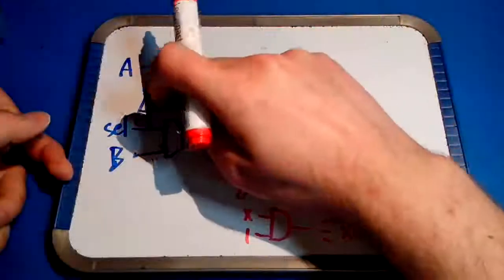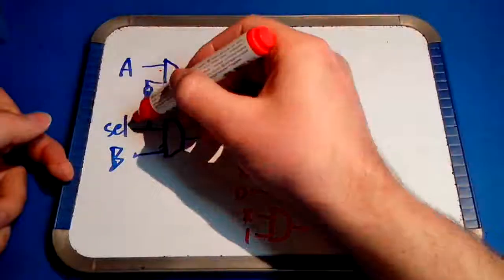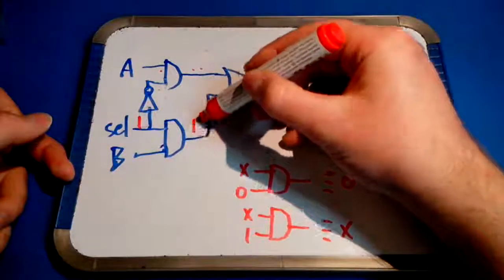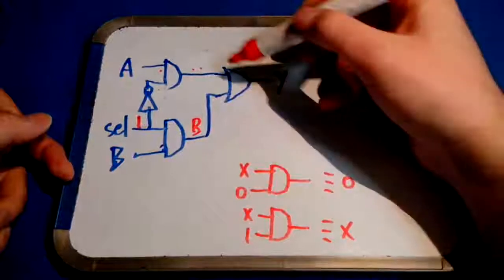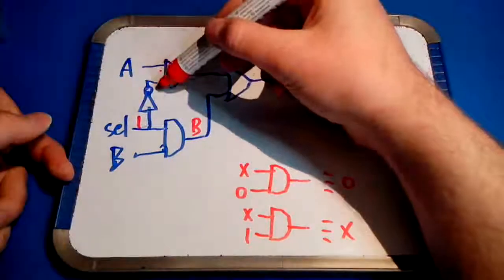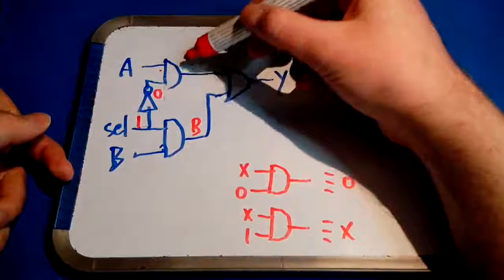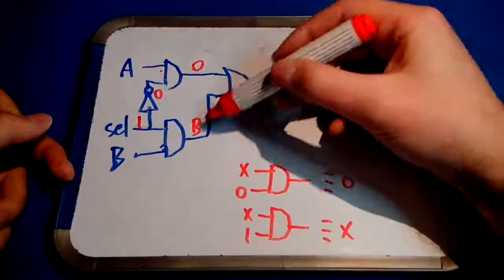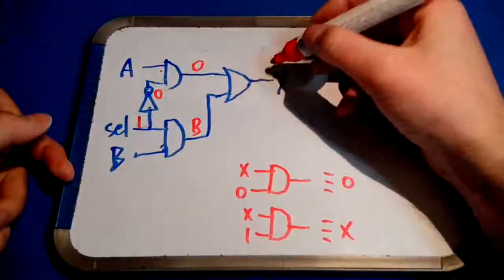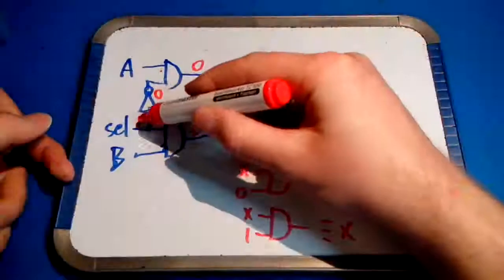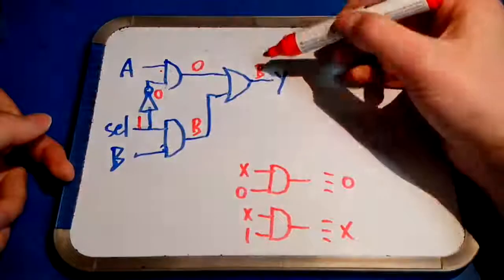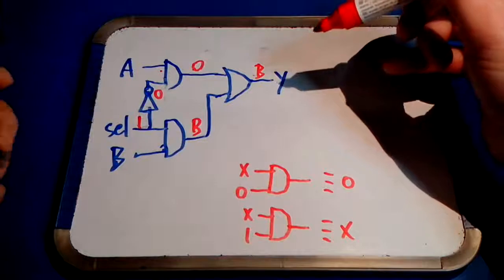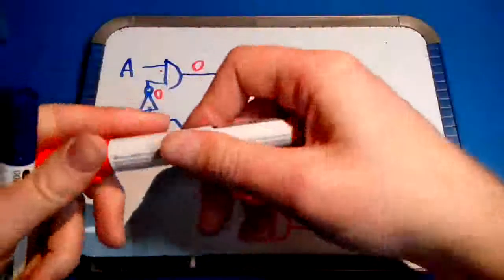Likewise, if select is 1, the output of this AND gate will be B. If this is 1, after the inverter the value will be 0, so the output of this AND gate will always be 0. Now the OR function of B and 0 or false is B. So a select value of 1 will choose input B to be the output of the multiplexer. That's basically how this works.